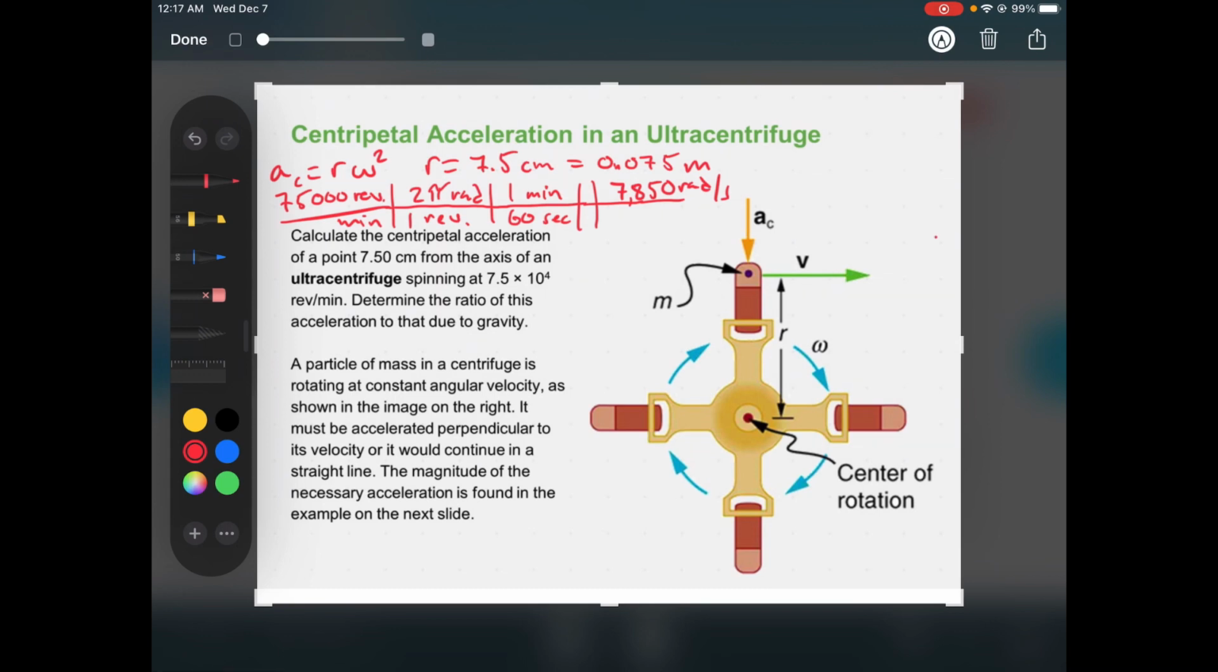That is our omega. So now we have omega. We've got R ready to go. So AC is going to be 0.075 times 7,850 squared. So we finally get our answer. We're going to go ahead and put this in scientific notation as well. So it's 4.62 times 10 to the third. Oh, sorry, actually, that's sixth, meters per second squared.